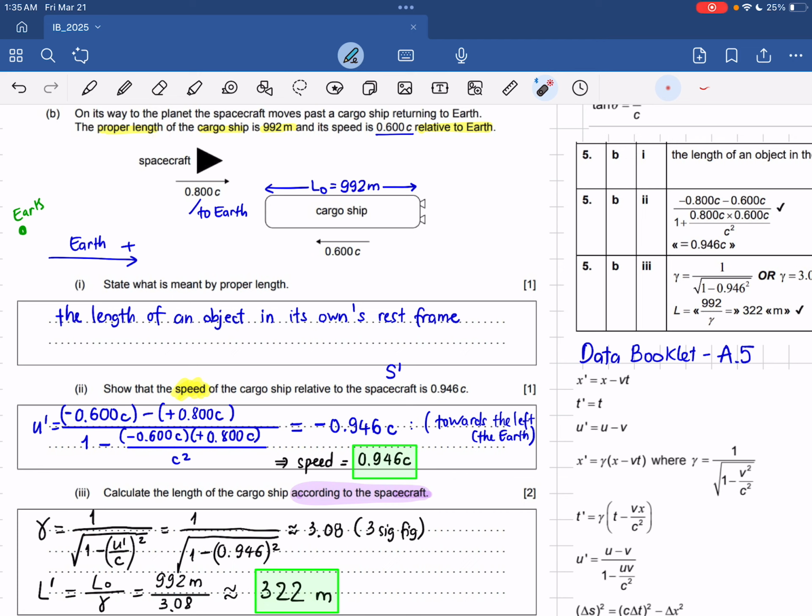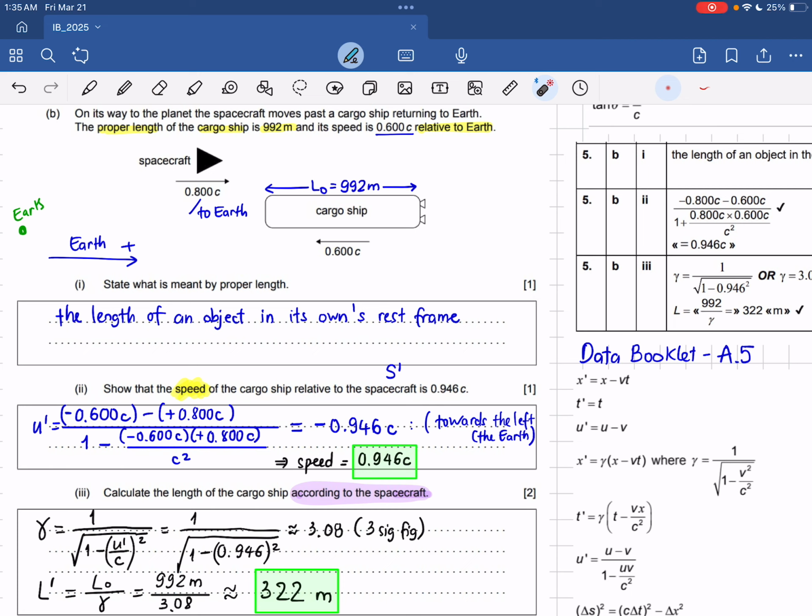The proper length of the cargo ship is 992 meters, and its speed is this much relative to the Earth, okay? So again, this is how it travels relative to the Earth. So someone from the Earth will see that the cargo ship is moving towards it at this speed, 0.6 times c, and it will see the spacecraft is moving away, okay? First, they ask us to say what is the proper length. So basically, this is just a theory question.